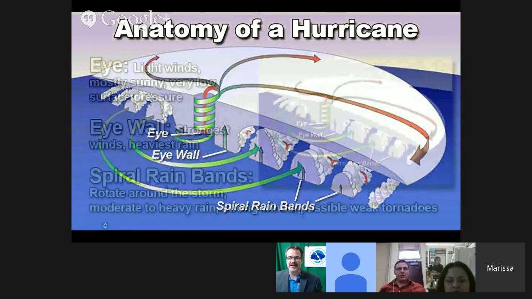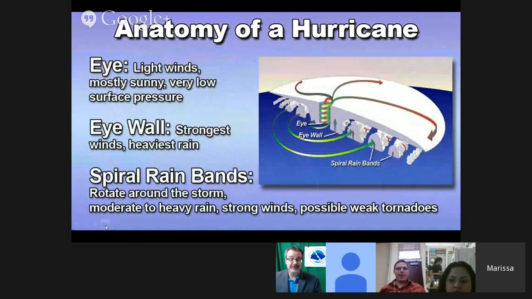The eye itself actually contains very light winds. And that's kind of hard to fathom because this is the center. Intense low pressure, the greatest storm on Earth, but in the middle of it all, the winds are light. Sometimes the skies are clear, even though we have this very low pressure. It turns out the most deadly and destructive part of the storm is right beside the eye, on either side of it and surrounding it.